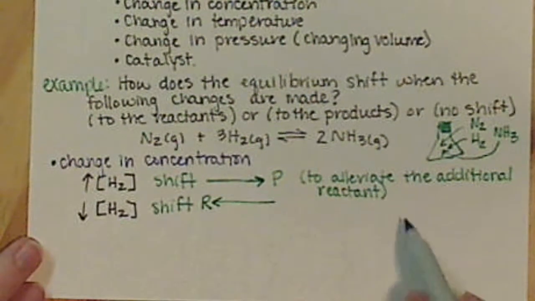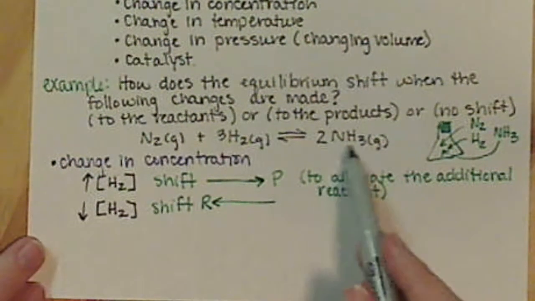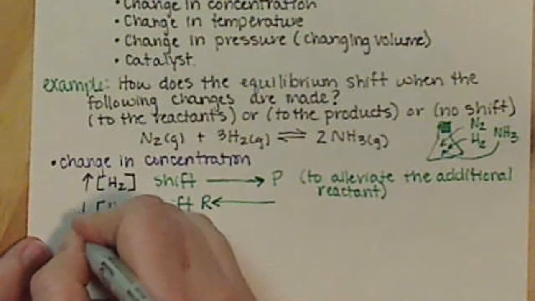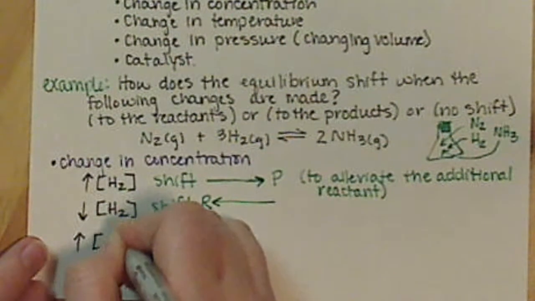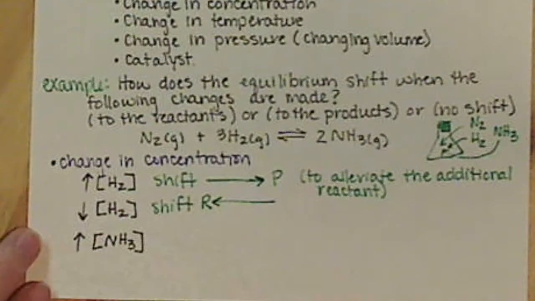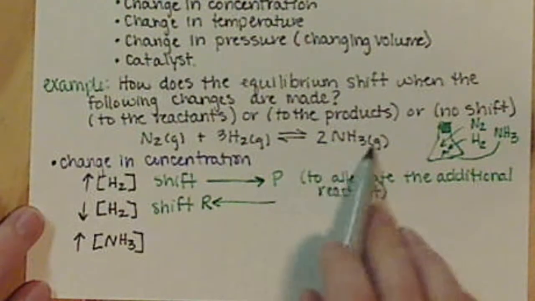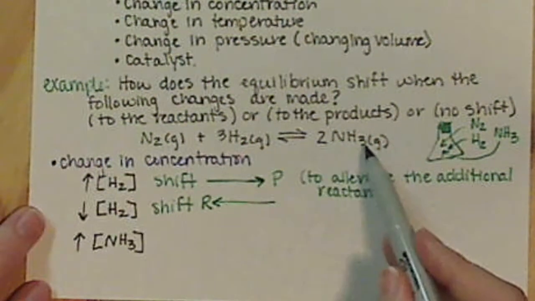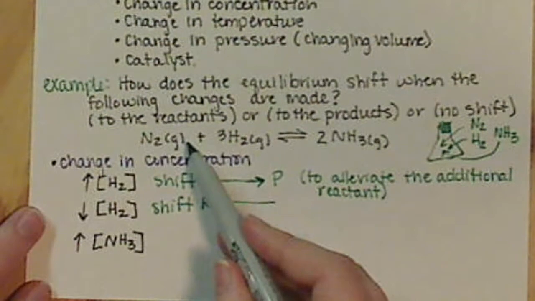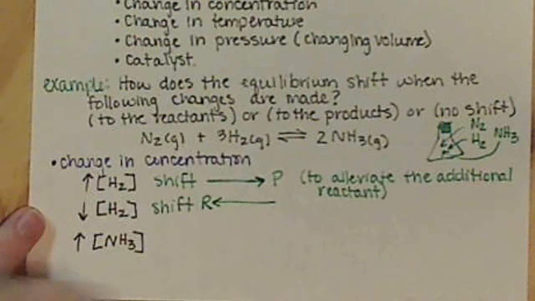Now we can also affect our product side, because we do have product present there. So if we increase our concentration of ammonia, now we're overloaded on this side. So our equilibrium wants to shift to the reactants to balance that back out.